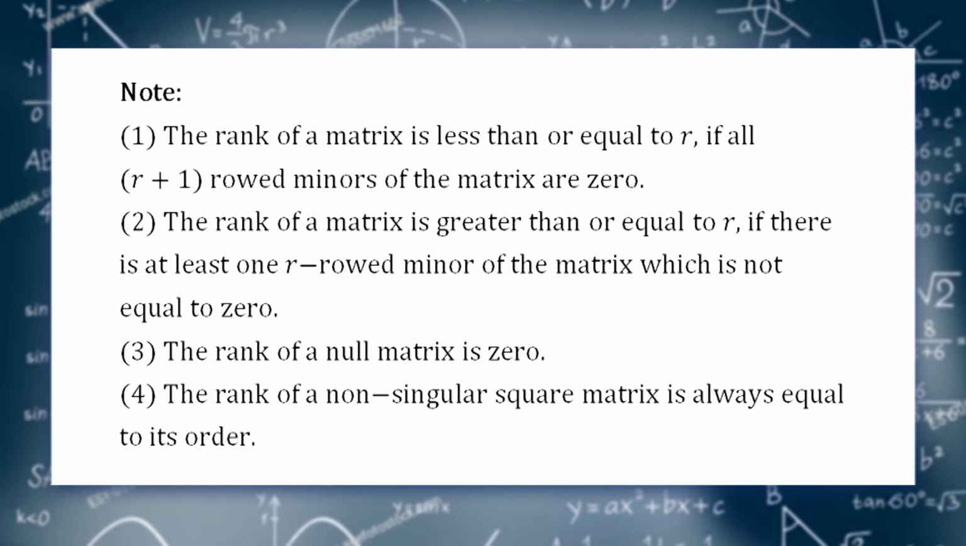Remember, a null matrix has all elements as 0. A null matrix is also called a void matrix. So, the rank of a null matrix is always 0. The rank of a non-singular square matrix is always equal to its order.